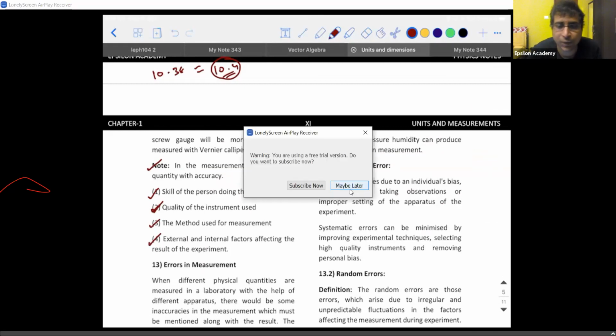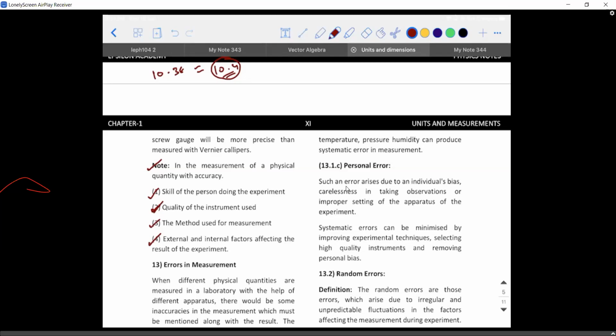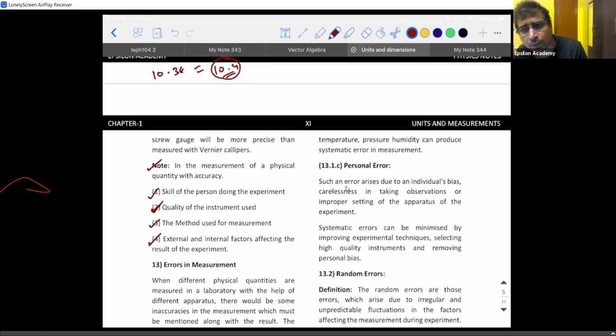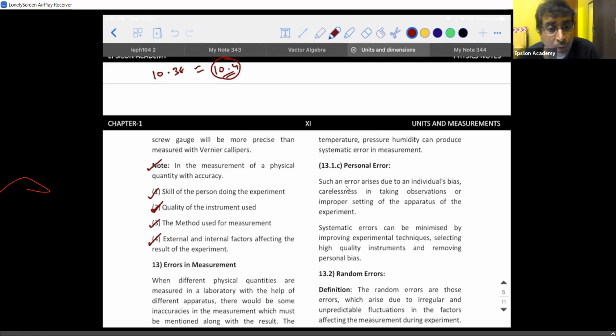For example, let's say you're doing an experiment based on Ohm's law. Can someone state what is Ohm's law? Potential is directly proportional to the current. Okay, mathematically. But there is an important point there. What is it? Provided the temperature remains the same. Constant temperature. So you need to ensure that the temperature is constant.